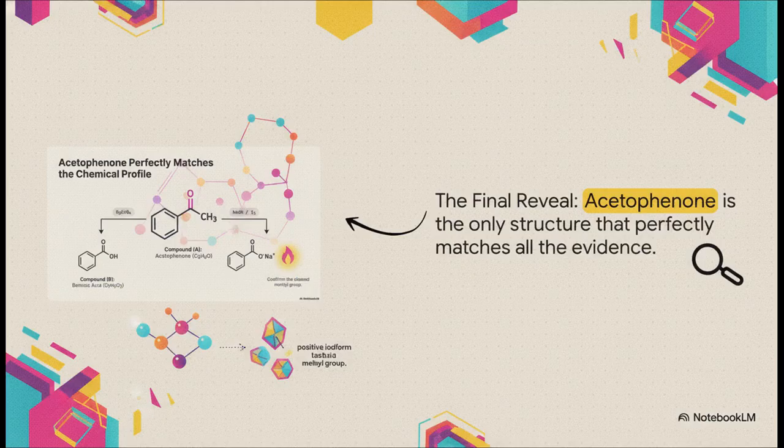And now for the big reveal. We put all the clues together. It's a ketone, it's a methyl ketone, and it's got an aromatic ring. There is only one structure in the world that fits all that evidence, and that is acetophenone. It matches the formula, it's got the aromatic ring, and it has that methyl ketone group that gave us the positive iodoform test. Case closed.